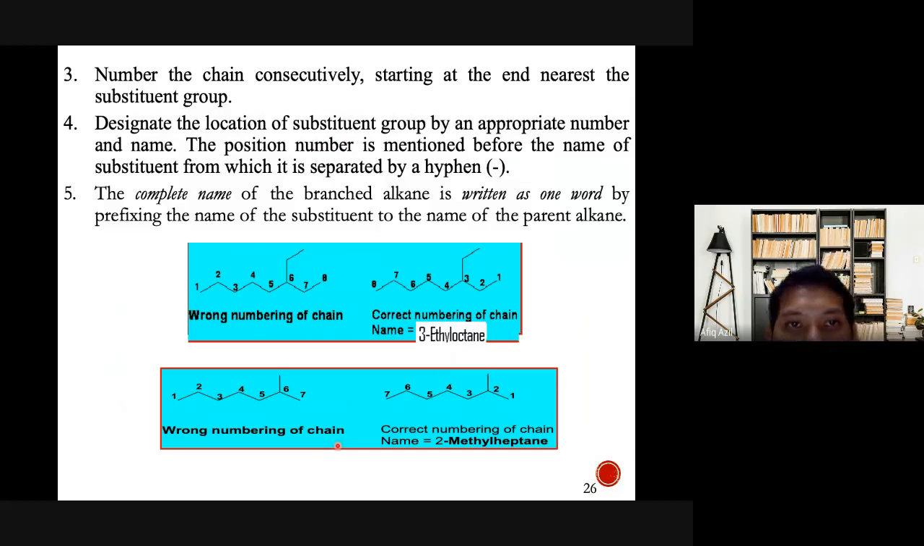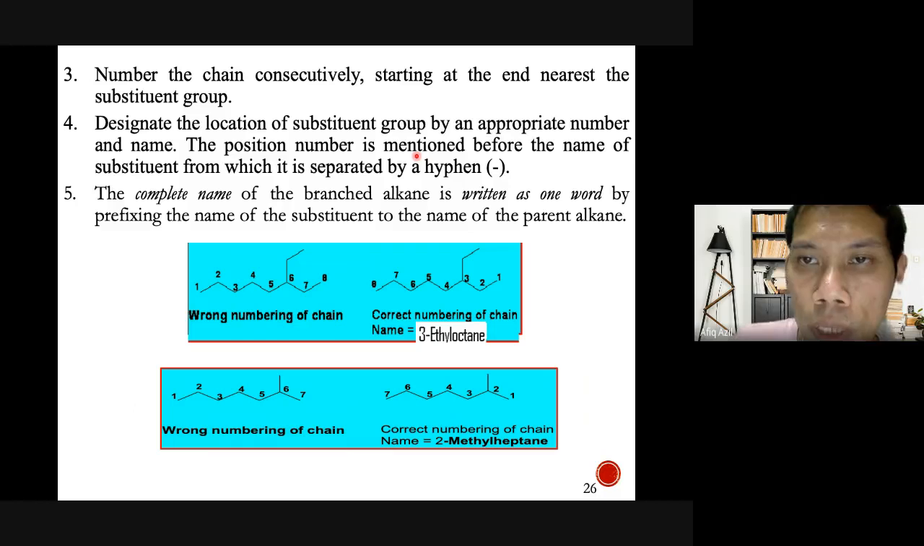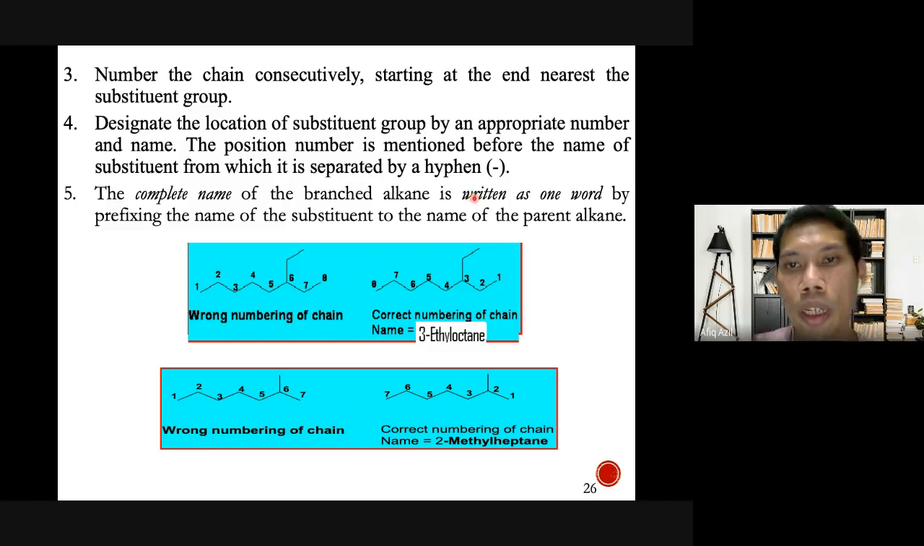And then rule number 3: number the chain consecutively, starting at the end nearest to the substituent groups. And then designate the location of the substituent group by an appropriate number and name. The position number is mentioned before the name of the substituent, from which it is separated by a hyphen. The complete name of the branched alkane will be written as one word.